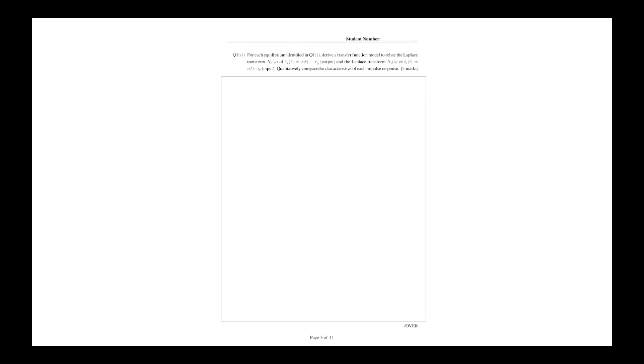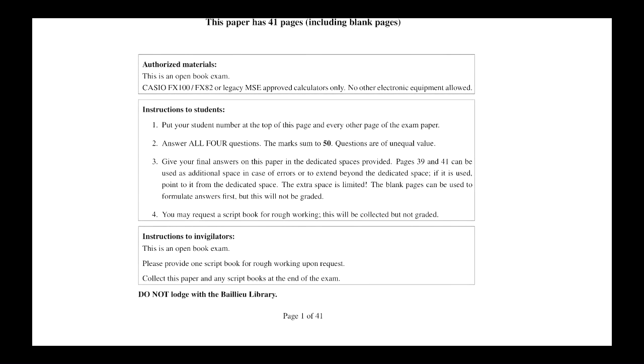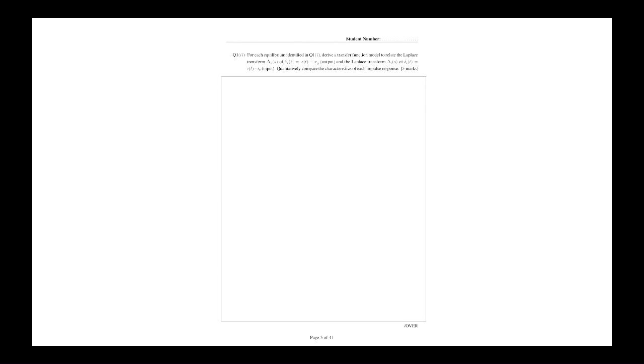Don't freak out when you see that the exam's got 41 pages. The reason it's got 41 pages is because the blank pages have to be numbered, and because most of the exam paper is space for you to put your answer in. If I took all the answer boxes out, the exam fits on 5 or 6 pages, so you shouldn't worry about that.